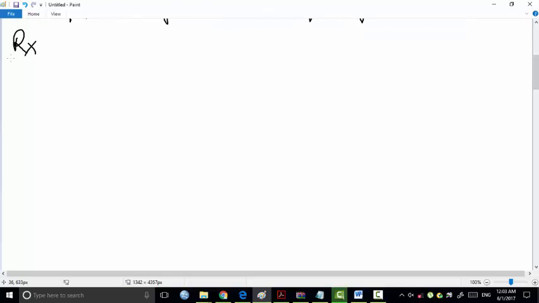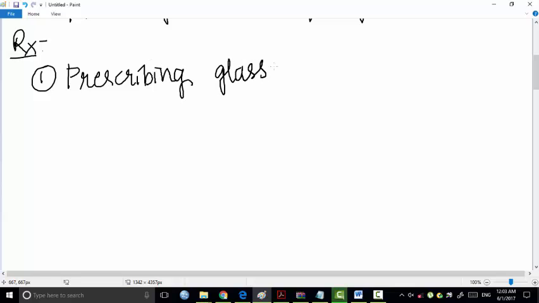So what are the treatment aspects which are important? One is spectacles, that is prescribing glasses. Now, what are the rules of prescribing glasses? 1. Hypermetropia should always be discovered only under cycloplegic drug.